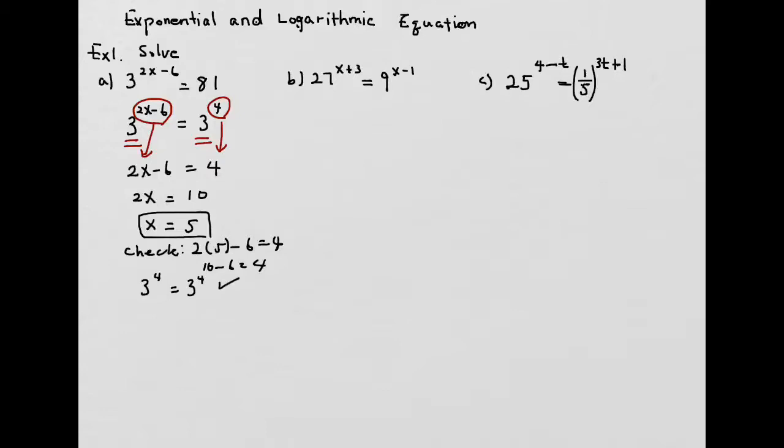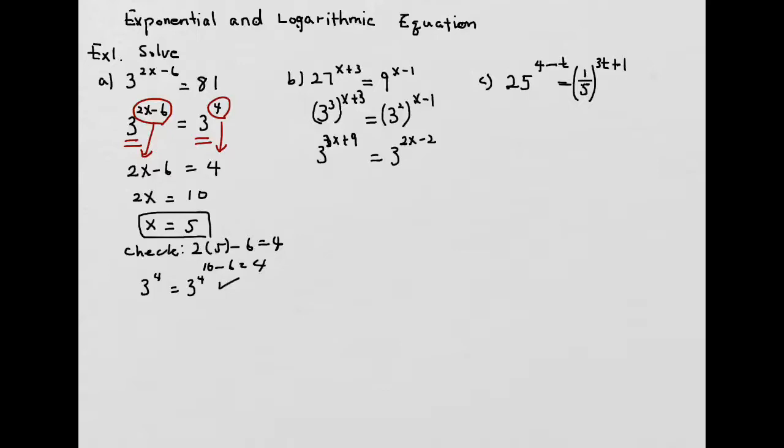And do the same thing. So the next example, 27 on the base, we know that's 3 cubed. And then you have x plus 3 on top of it, right? And then 9 is 3 squared, and we have x minus 1 on top. When we simplify our exponents, this is the same as 3 to the 3x plus 9, right? Because you're distributing 3. And when you're distributing 2, your exponent becomes 2x minus 2.